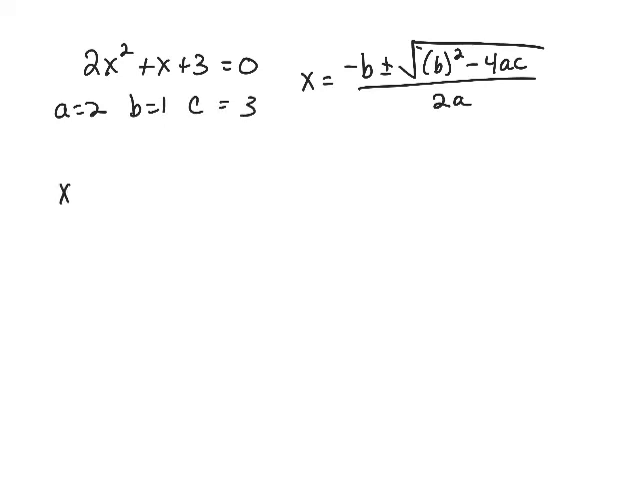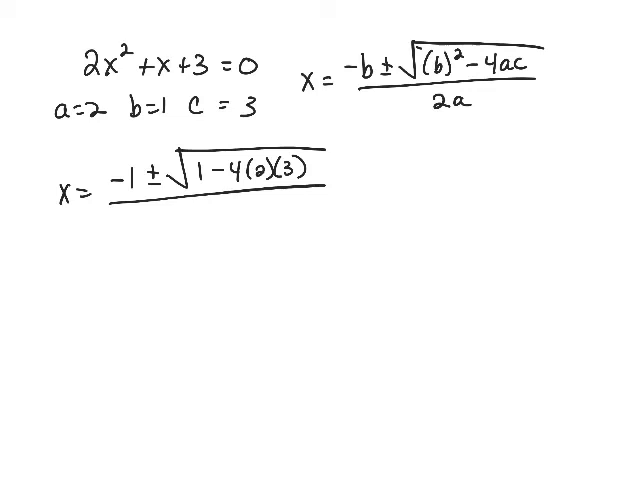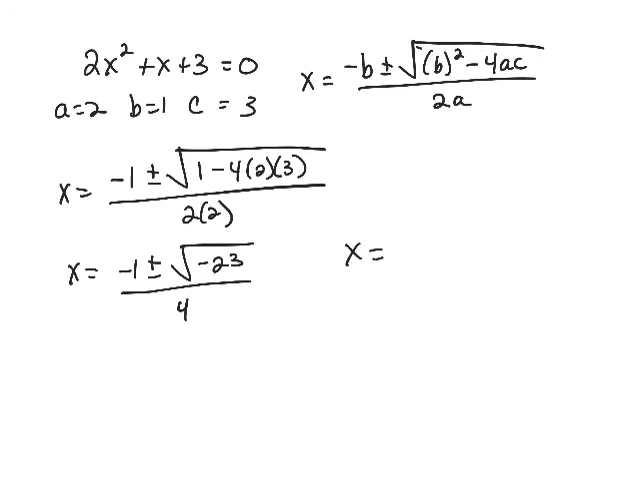So here we go. X is equal to negative 1 plus or minus the square root of 1 squared is 1 minus 4 times 2 times 3 all over 2 times 2. So it's negative 1 plus or minus the square root of 1 minus, oh, what's that, 24. So that's negative 23 over 4. So we're going to pull that imaginary number out of there, and it's going to be negative 1 plus or minus i radical 23 over 4.